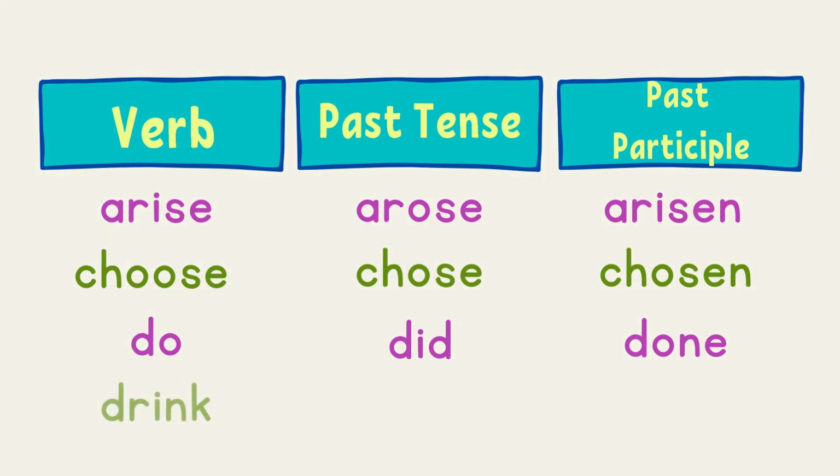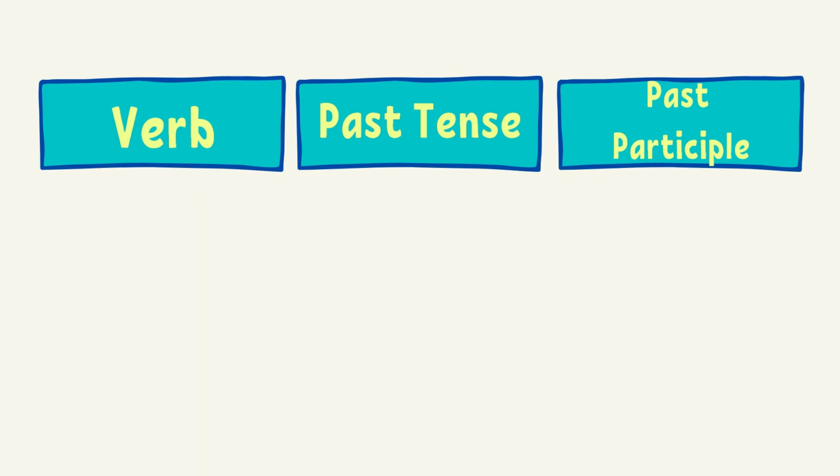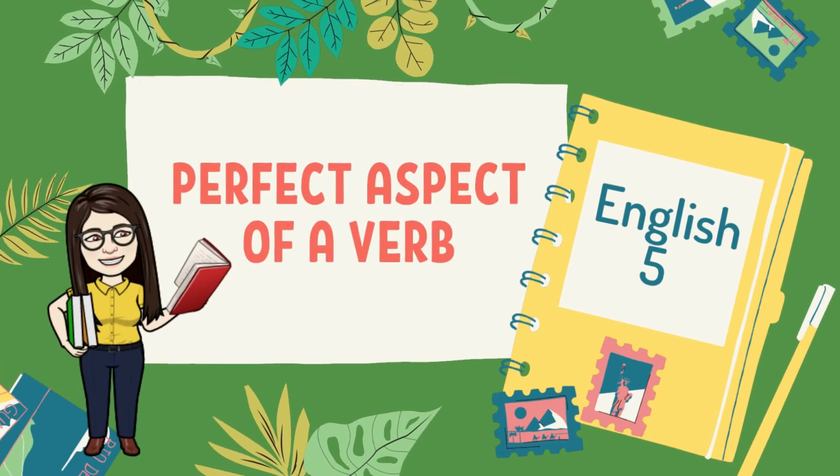For the verb drink, the past tense is drank, and the past participle is drunk. For the verb eat, the past tense is ate, and the past participle is eaten. You see the difference? Now that you know about past participle, let's start our discussion with perfect aspect of verbs.